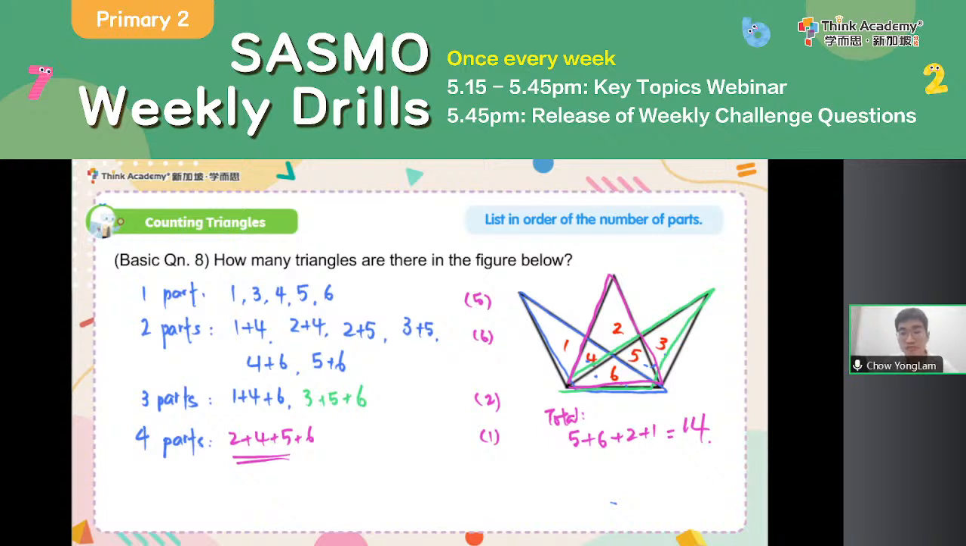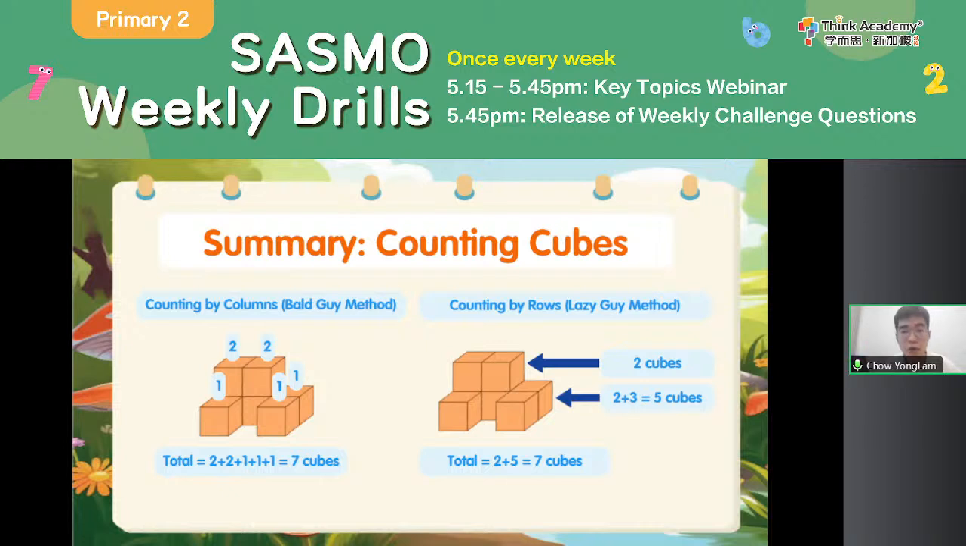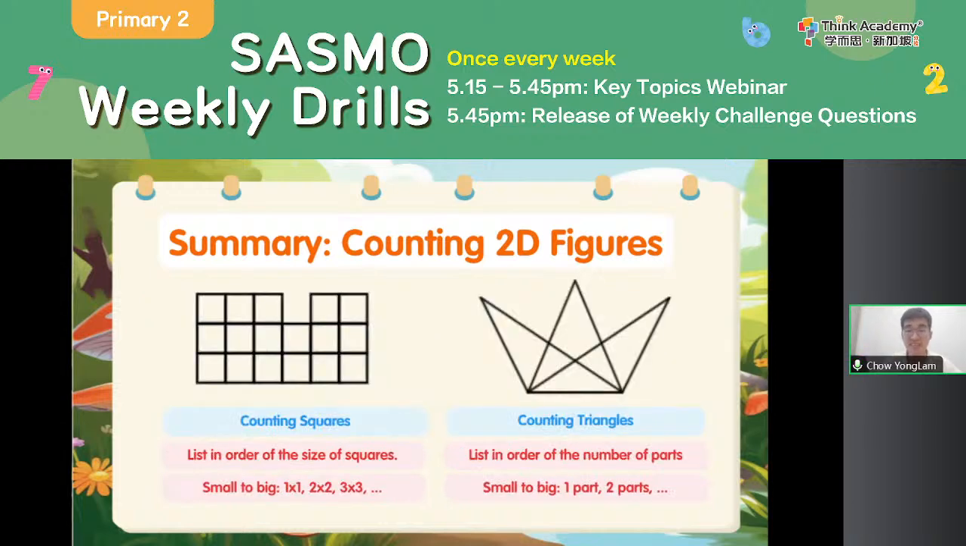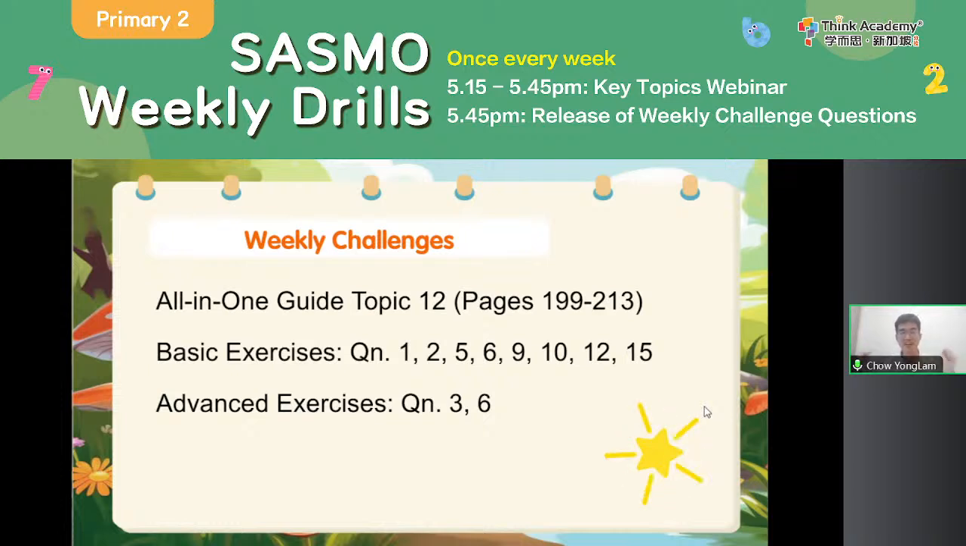All right. So with that, we have come to the end of this lesson. We learned how to count cubes using counting columns and counting rows method. We also learned the shooting method to count the number of triangles with a common base, or they shoot to a common vertex on top. And we learned what we should do when we see nice symmetrical sides in triangles. I also shared with you some Kung Fu to count the number of squares and triangles. In these 2 cases, make sure to list them in order, starting from the smallest number of parts to the largest number of parts.